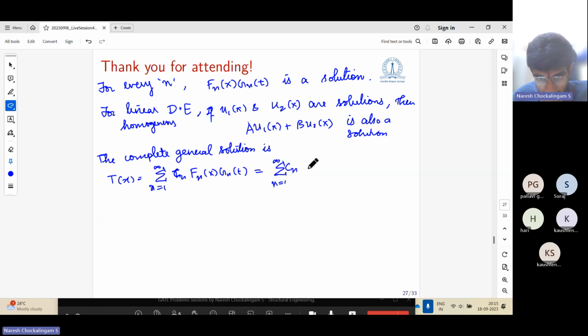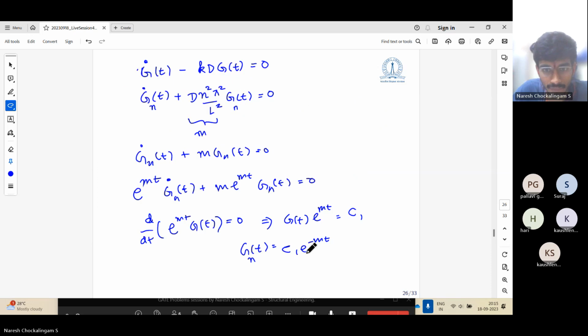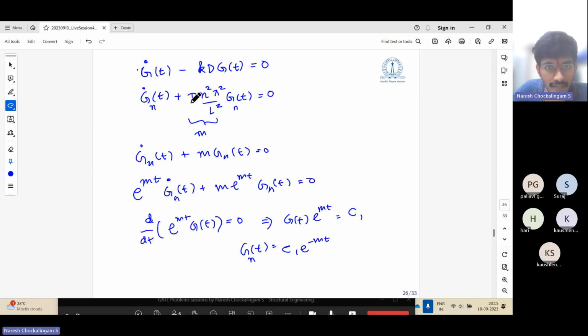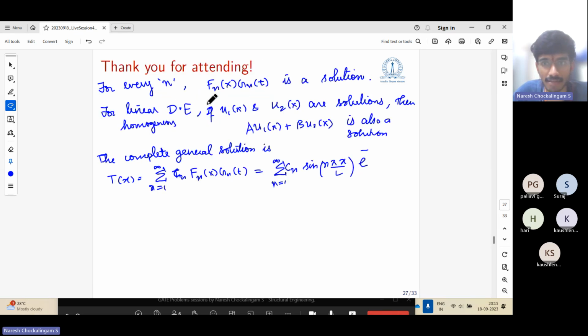Cn times, what is Fn of x? Sine n pi x by L. And what is Gn of t? Gn of t, we just got it as some constant multiplied by e power minus mt. That constant is also an unknown constant. So it is nothing but e power minus mt. What is m? M is d n square pi square by L square. So e power minus d n square pi square by L square times t. This is the complete solution to this problem.